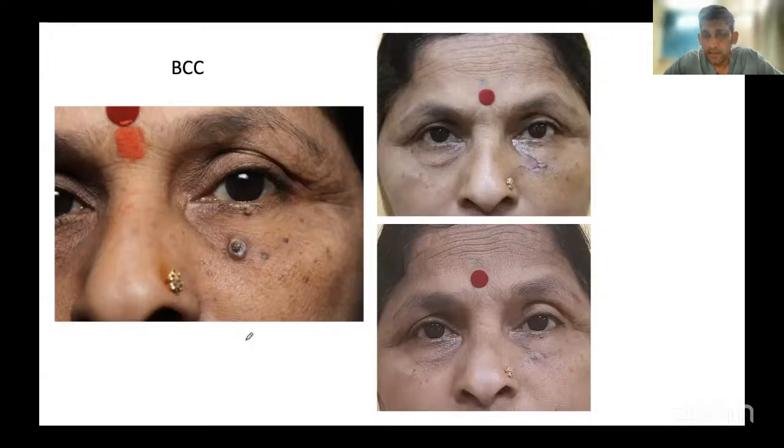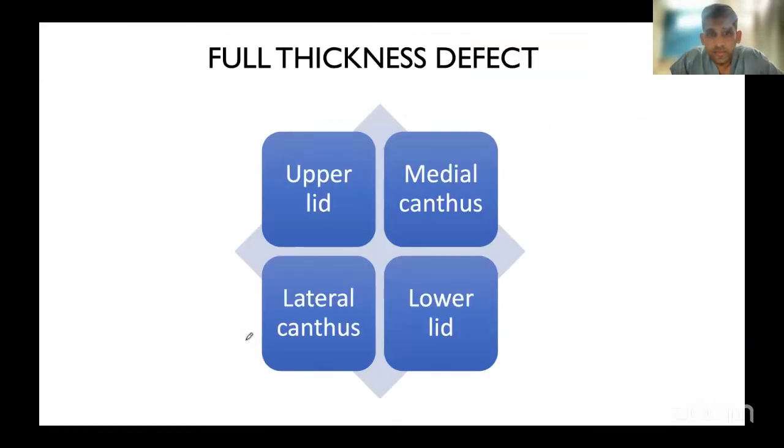This is another example of how a Limberg flap or a rhomboid flap can be used for reconstruction of the eyelid. Now, coming to full thickness defects, these are defects where the eyelid is completely lost, where you lose both the anterior as well as the posterior lamella of the eyelid.